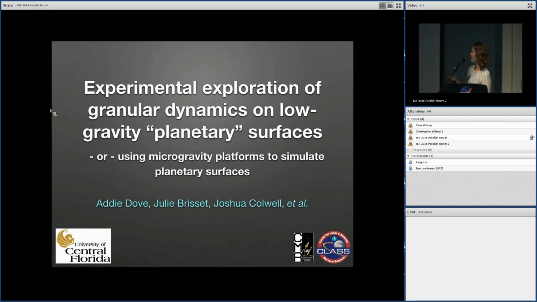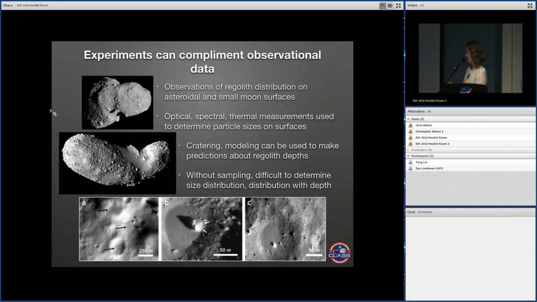So this is a long title. It's experimental exploration of planetary surfaces, or how do we actually explore these planetary surfaces in environments that we have here on Earth? So my co-authors on this are Julie Brisset and Josh Caldwell, and a number of other people that I'll call out for a few of these different projects.